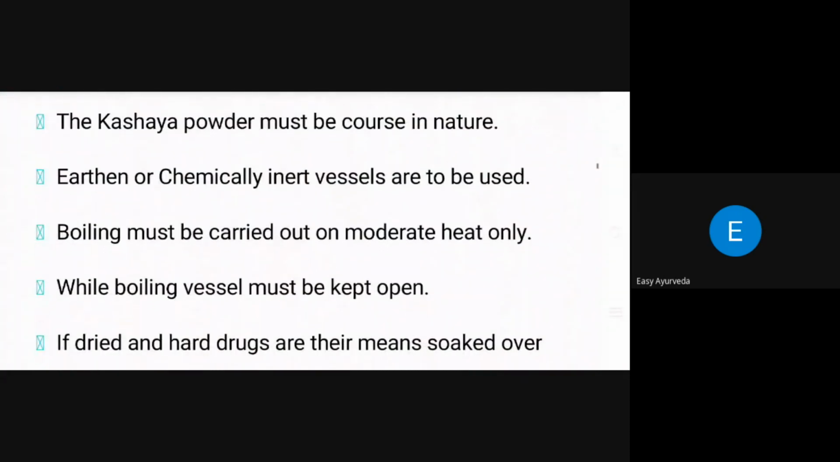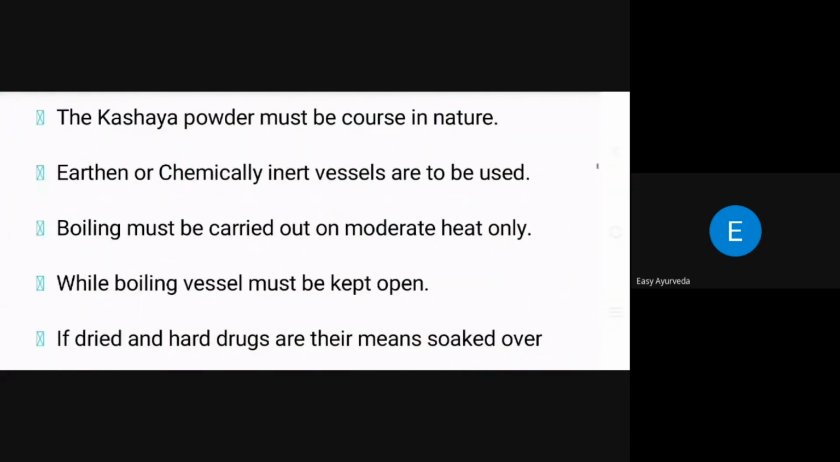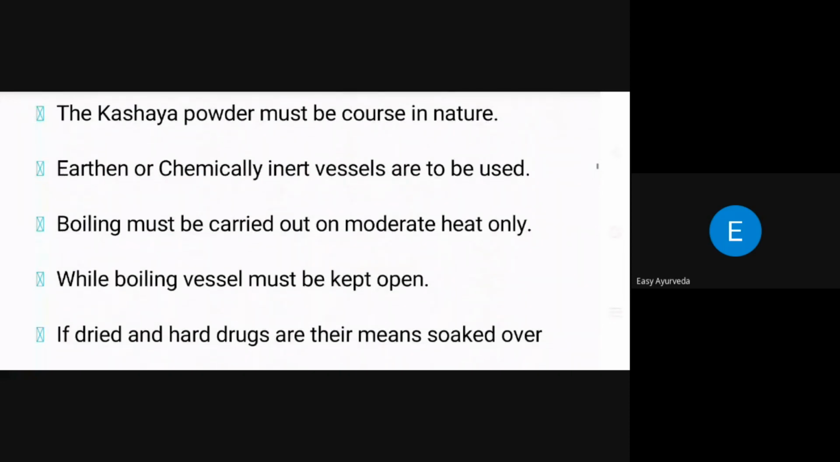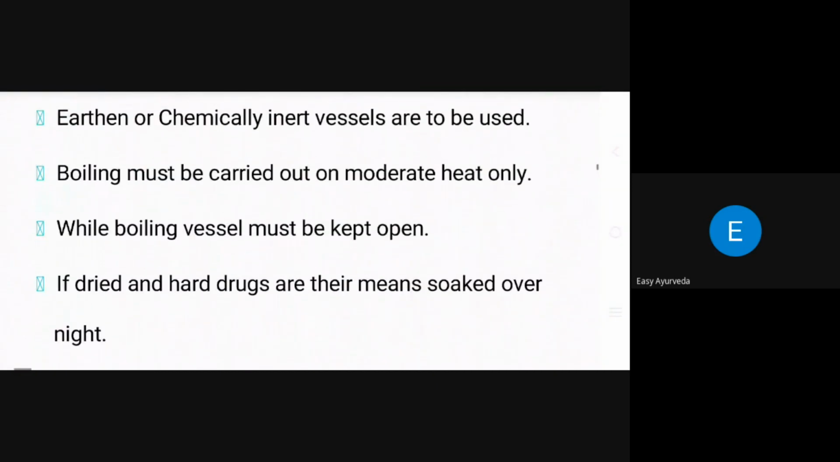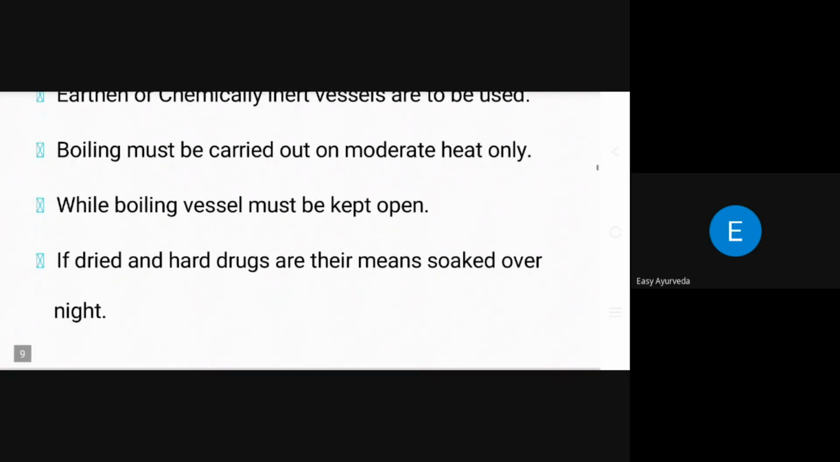Always use an earthen pot or any chemically inert vessel, because there should not be any reaction between the vessel and the medicines. An example is copper vessels. We should not use water boiled in copper, because it becomes poisonous because of the copper. And the boiling must be carried out on moderate heat only, that is told as mridu agni.